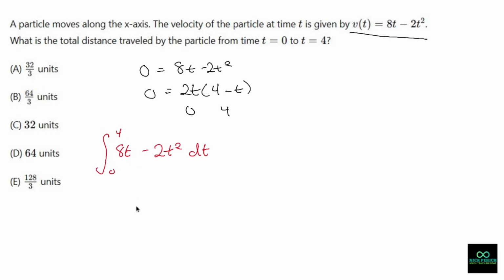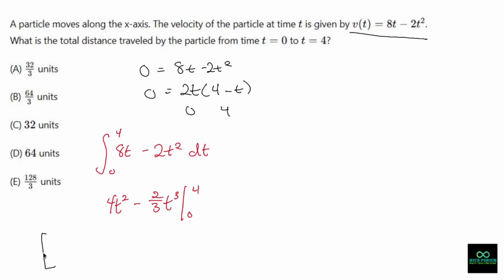So the integral of 8t is going to be 4t squared. The integral of negative 2t squared is going to be negative 2/3 t cubed. And then my limits of integration are going to be 0 and 4. Okay? Now it's just some gross math, so this is not going to be pleasant. Not pleasant at all. That's okay.